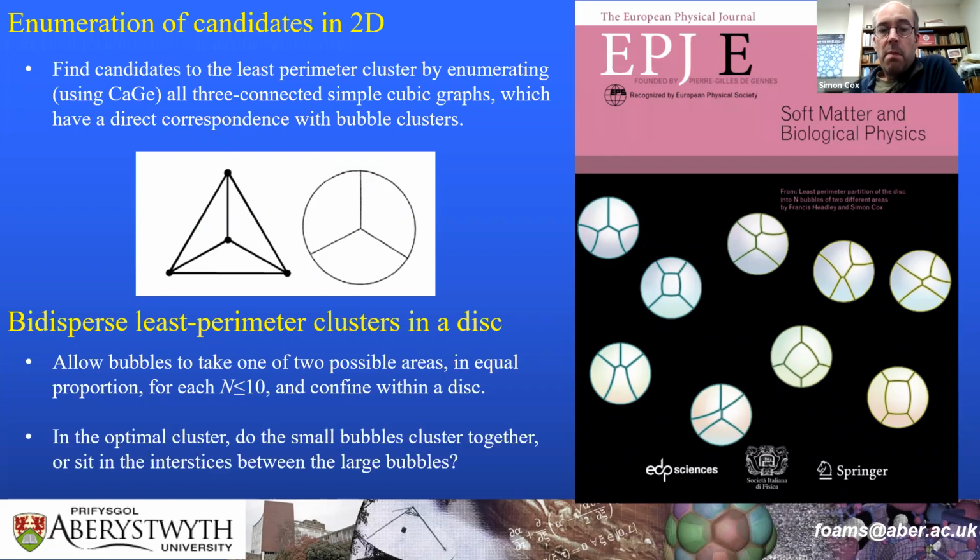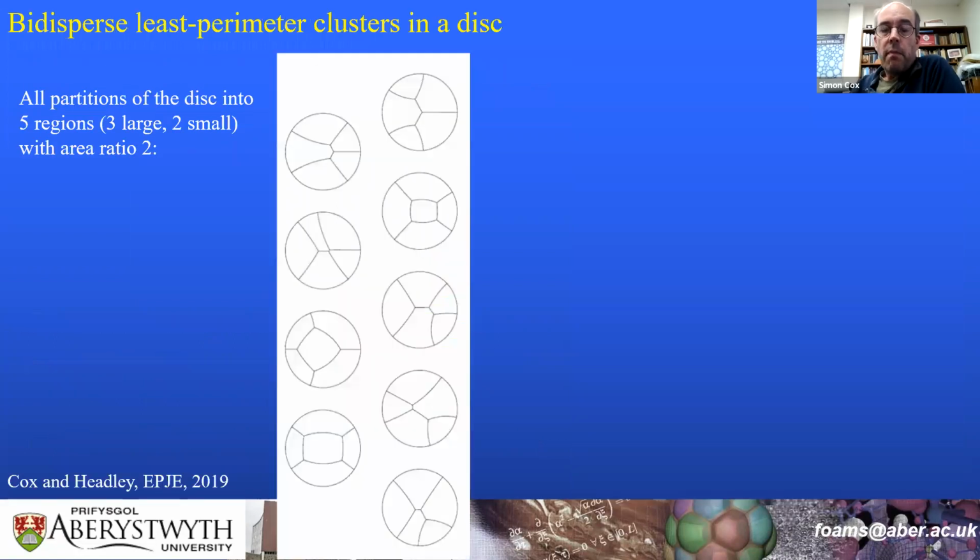And so one of the questions we can at least give evidence for, even if we can't answer it, is in the optimal cluster, where do you find the small bubbles relative to the large ones? Do they all like to group together in one region, or do they spread themselves out around all the other bubbles? And so here, for example, is all partitions of the disk into 5 regions.